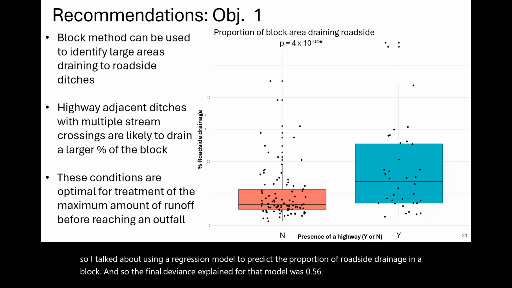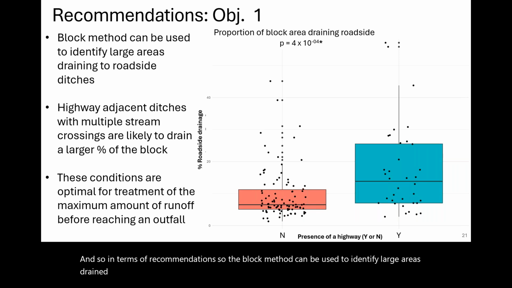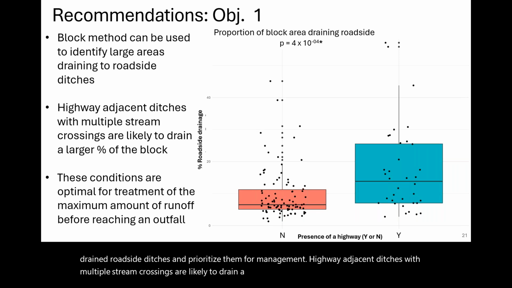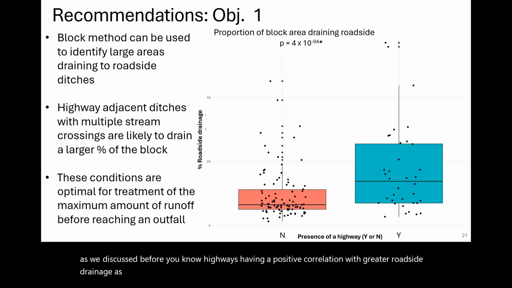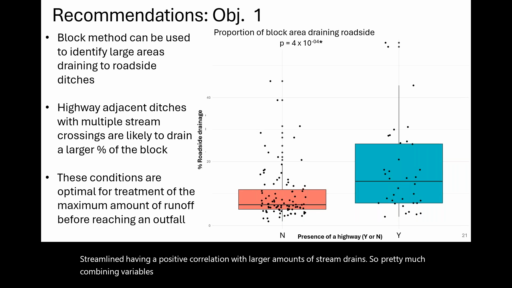And so in terms of recommendations, the block method can be used to identify large areas draining to roadside ditches and prioritize them for management. Highway adjacent ditches with multiple stream crossings are likely to drain a larger proportion of the block. This is due to, as we discussed before, highways having a positive correlation with greater roadside drainage, as well as stream length having a positive correlation with larger amounts of stream drainage. So pretty much just combining variables that have a positive impact on stream drainage and using those to find areas where we can prioritize management.